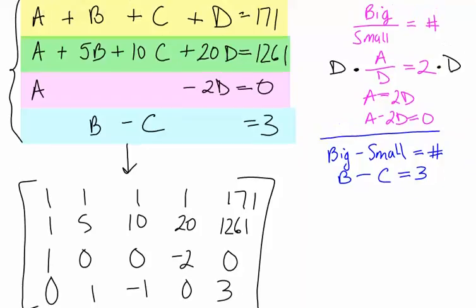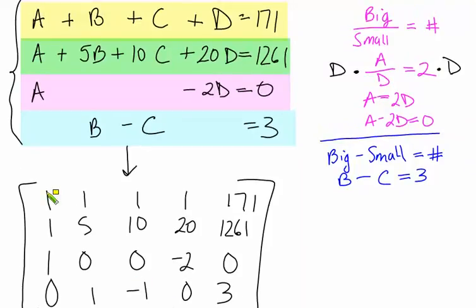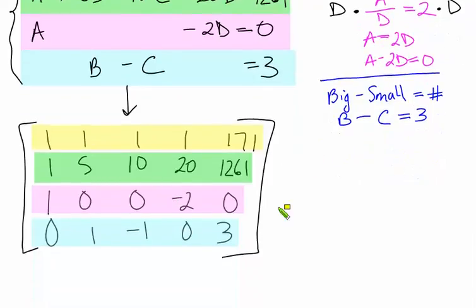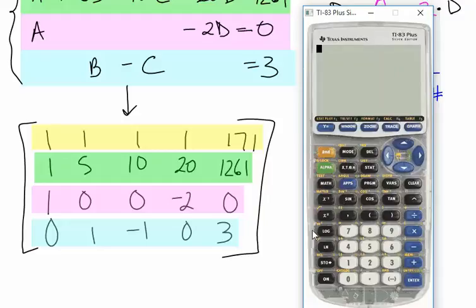Now they match up. So the top row in our matrix corresponds to the yellow. The next row in our matrix corresponds with the green. Then we've got the row that matches up with our magenta. And finally, the row that matches up with our blue. It doesn't matter what order you put those equations into our matrix, but now what we're going to do is go to our calculator and put this in our matrix.